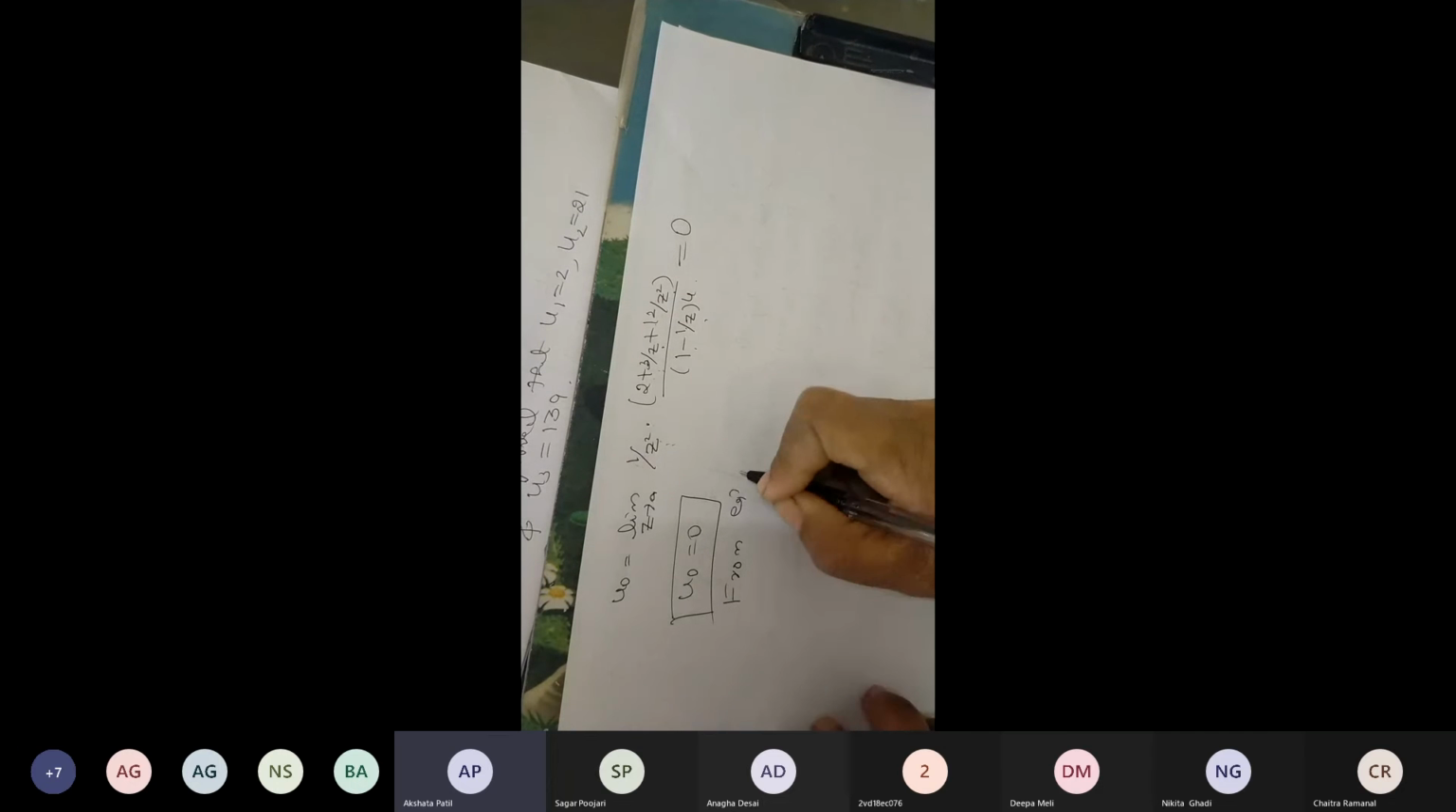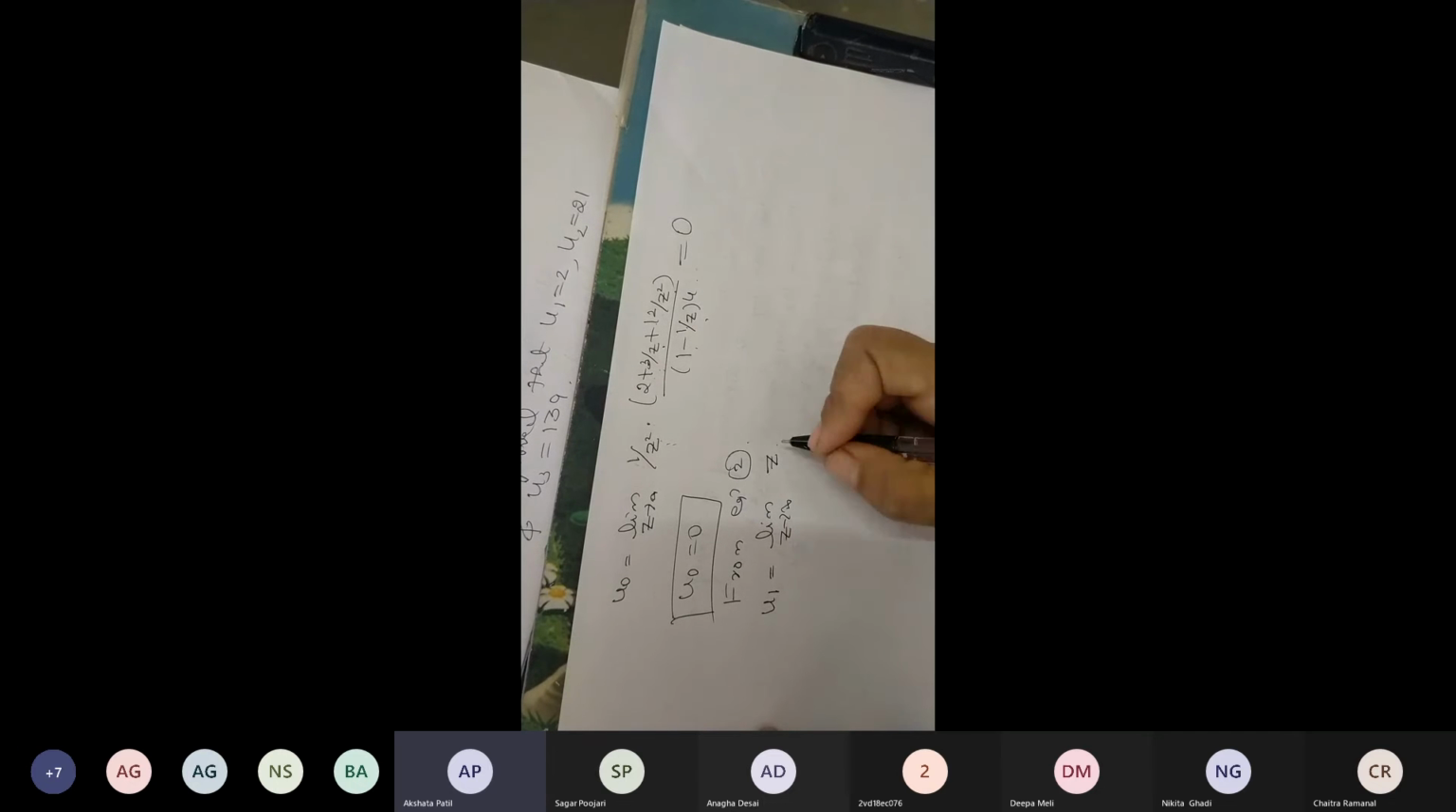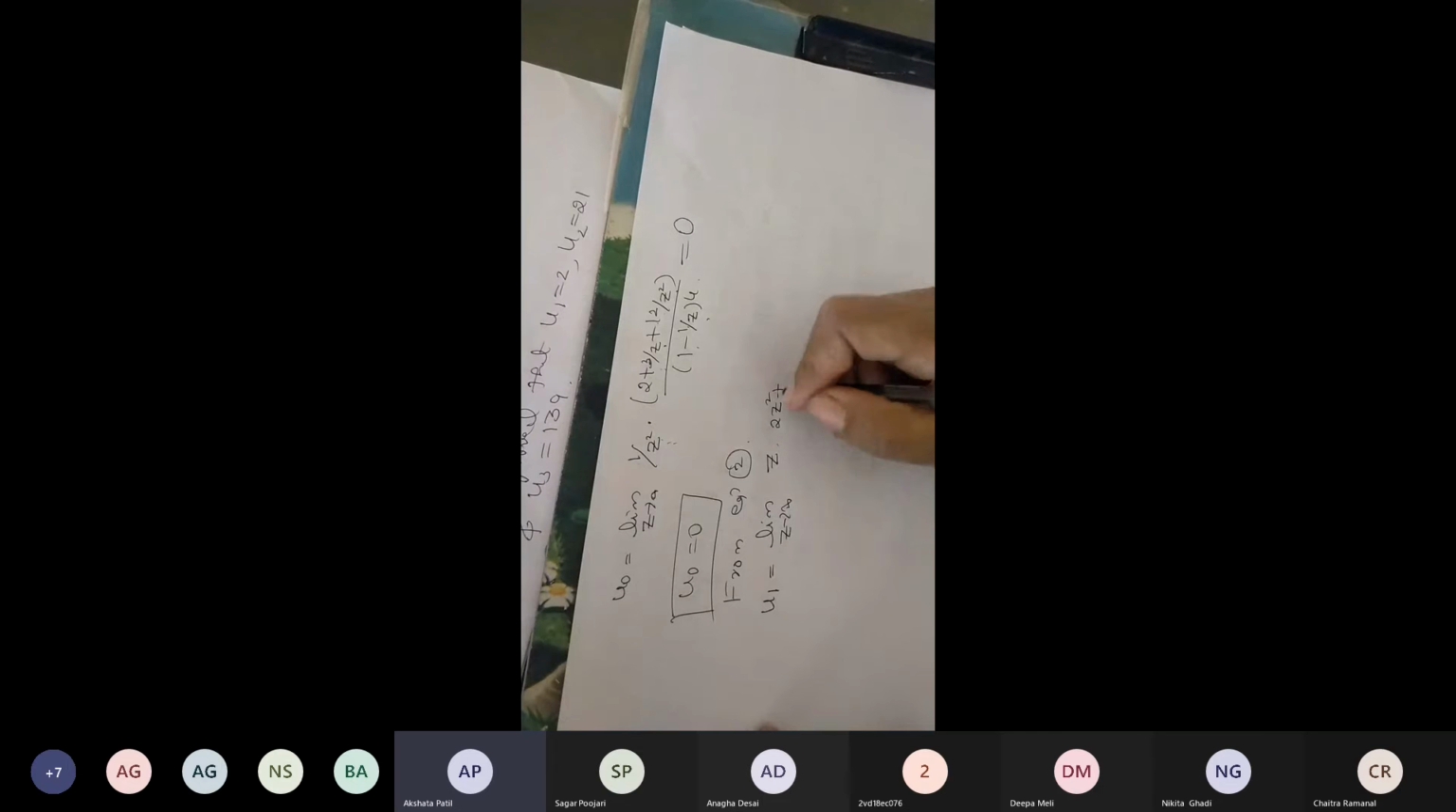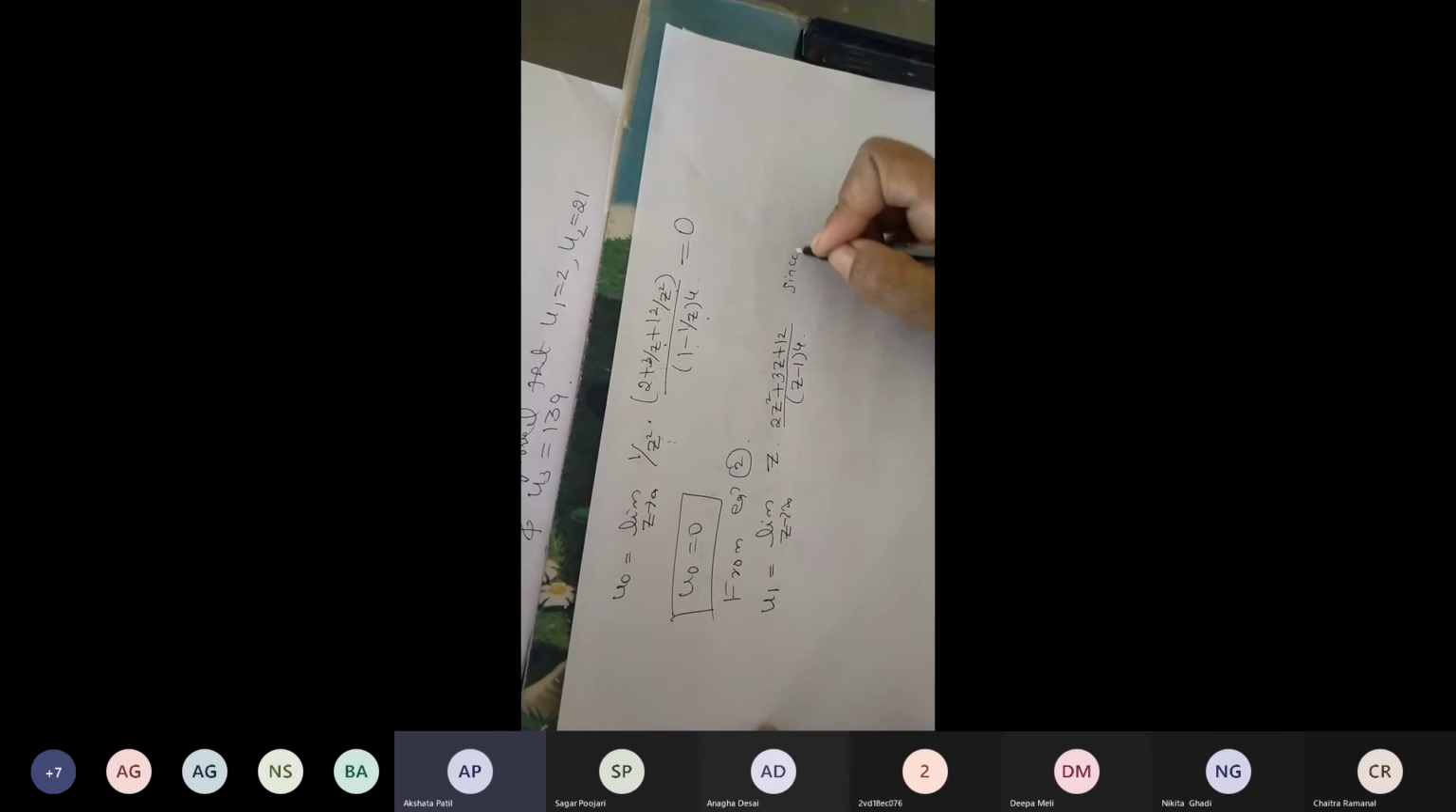Okay, so next is equation number 2. From equation 2, I need to calculate the u₁ term. So u₁ equals the limit as z tends to infinity of z into (ū(z) − u₀). u₀ is 0, no need to write the u₀ term here, so we only write z into ū(z). The function is (2z² + 3z + 12) divided by (z − 1)⁴. Since u₀ is 0.